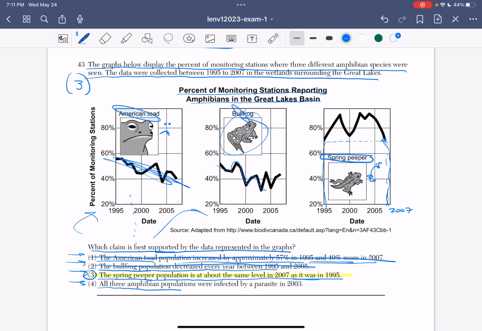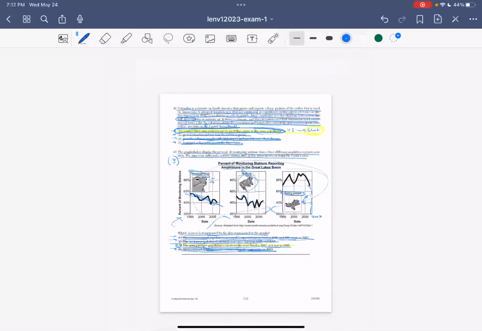All 3 amphibian populations were infected. What? Infected with what? There's no information here talking about infections. So, okay. We finished part 3.